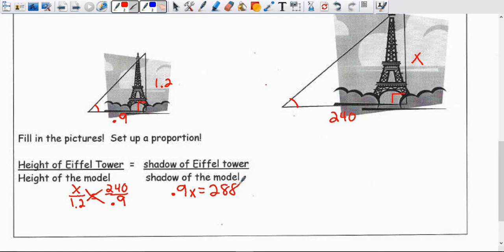Once we have that, we now have to divide by 0.9. 288 divided by 0.9 would give us 320 meters would be the height of the Eiffel Tower.